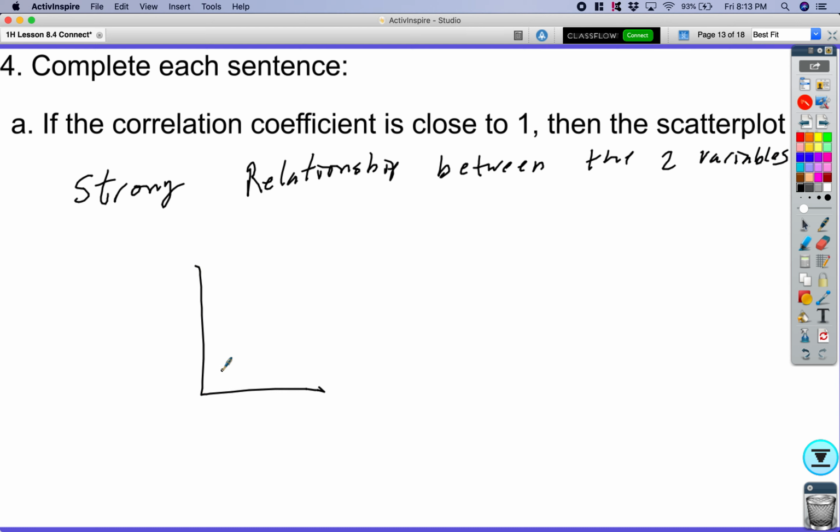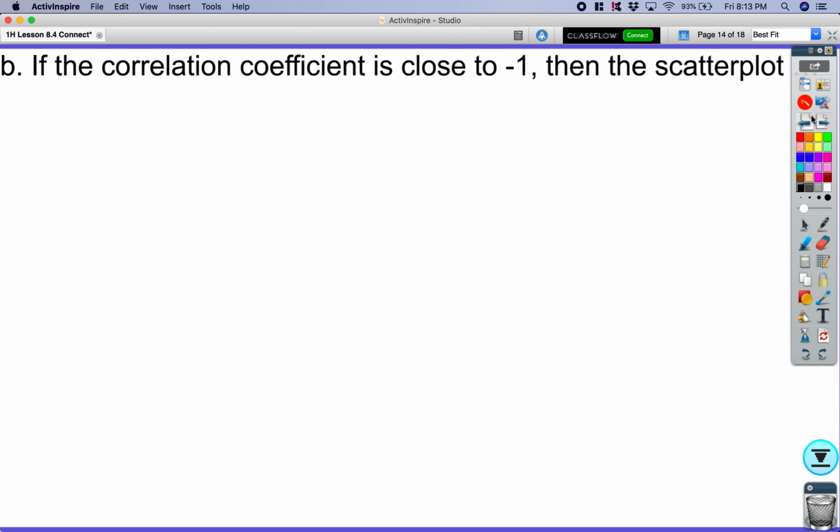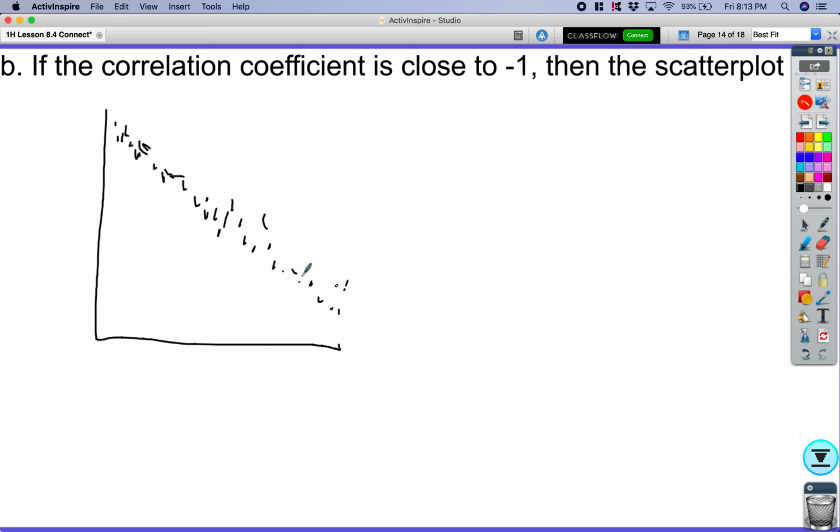Once again, that would just be something that looks like this. You can draw a really nice best fit line right there. If the correlation coefficient is close to -1, you have a strong negative relationship. So that would look something like this. You might even have a little outlier over there or something.